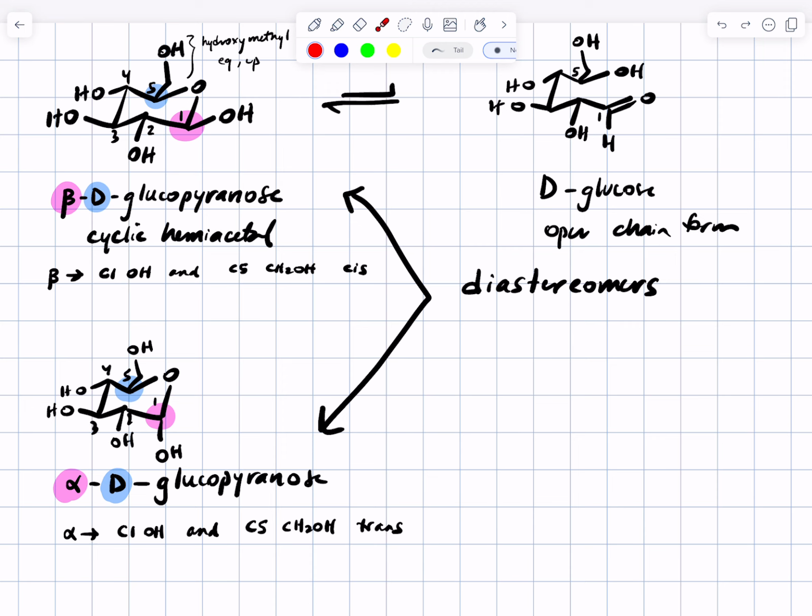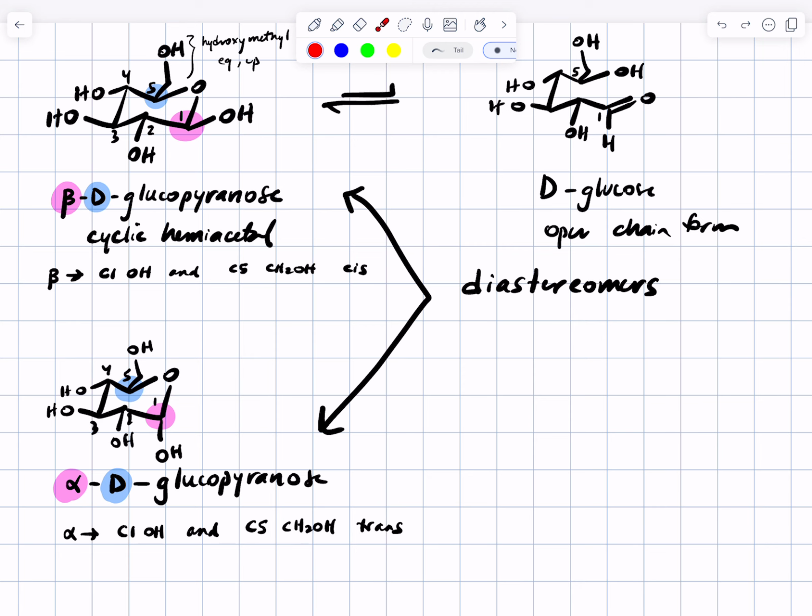A little bit of terminology. Is the equatorial and up referring to the hydroxymethyl group? Yeah, the equatorial up refers to the hydroxymethyl group, but it's also true for the OH group in the beta anomer because it's cis to the hydroxymethyl group.